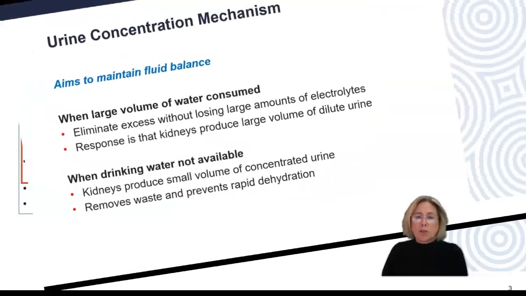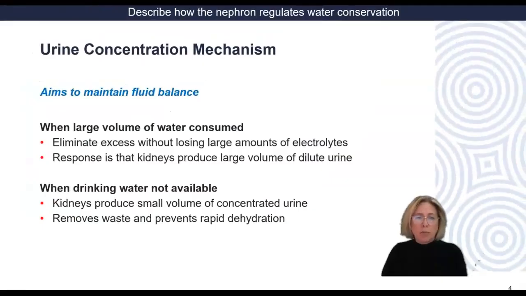So let's start with this urine concentration mechanism, which is a mechanism that aims to maintain fluid balance in the body, so in the blood. Now, when large volumes of water have been consumed, your kidneys have the ability to eliminate that excess water without losing large amounts of valuable electrolytes in that high volume of urine. So the response is that the kidneys produce a large volume of dilute urine.